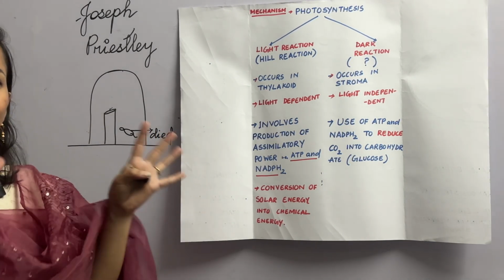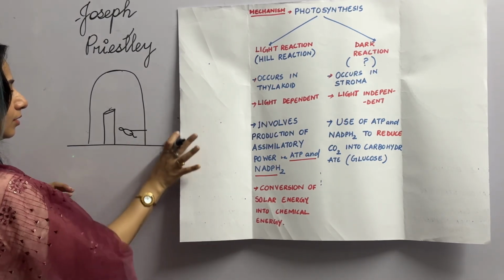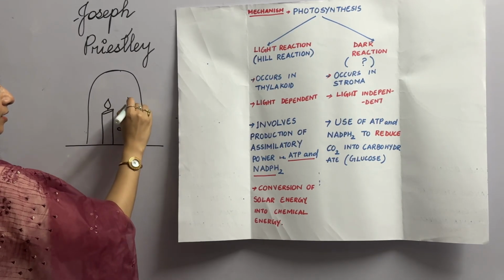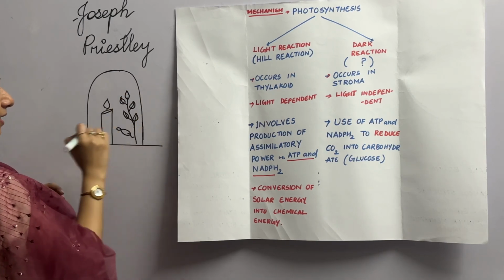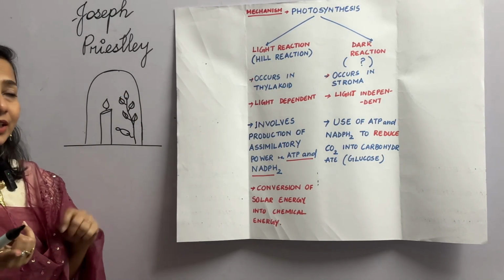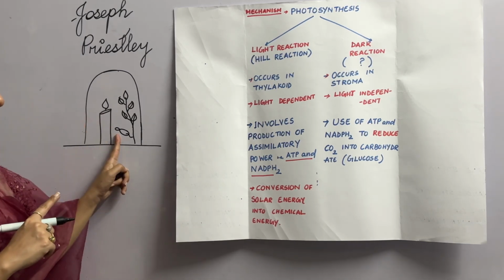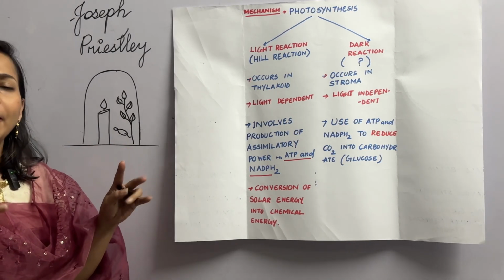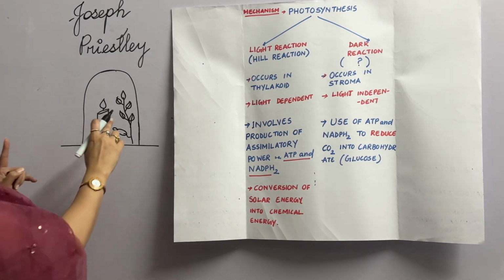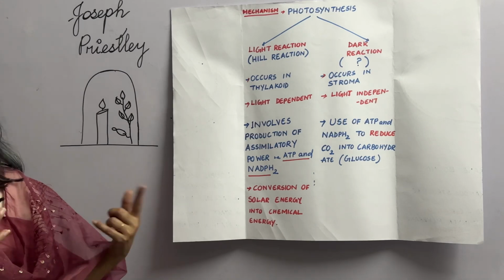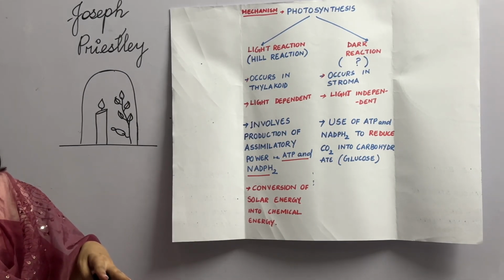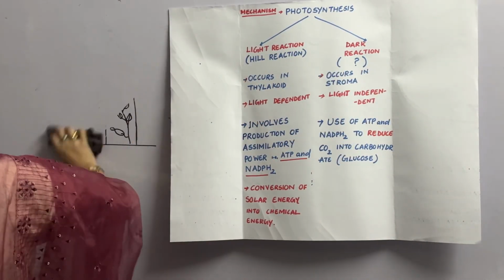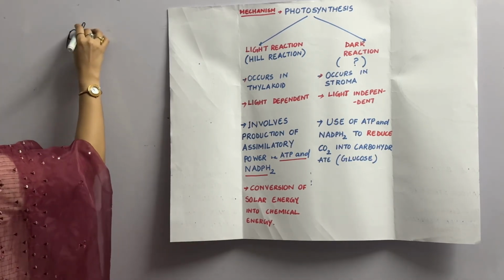Clear? And next time, what did he do? He kept a mint plant, a small plant, inside the bell jar. Clear? Now what happened? The candle continued to burn and the mouse survived. Why? At that time, he could not come to a very solid conclusion, but he came to a very important conclusion that plants have the ability to convert impure air into pure air. Clear? So he called that impure air phlogiston.